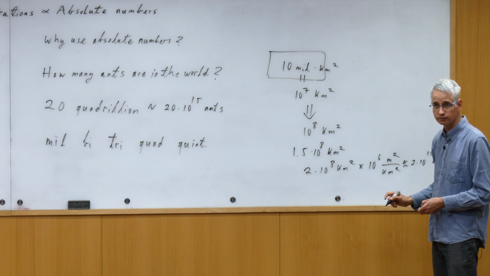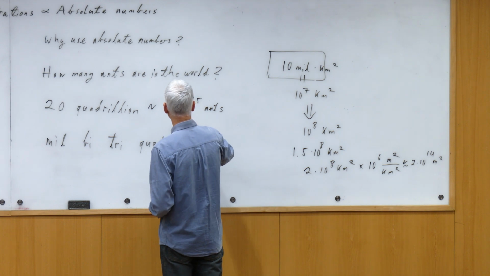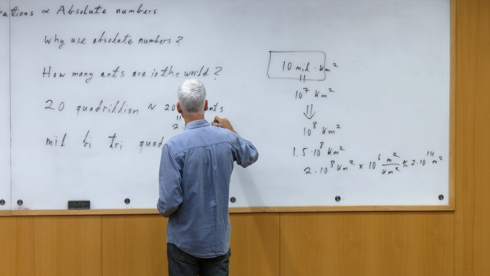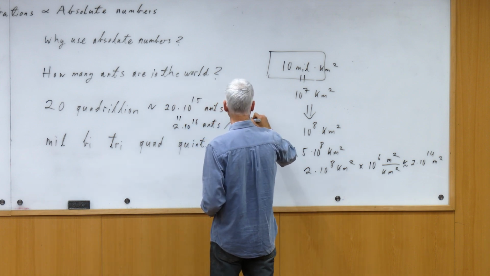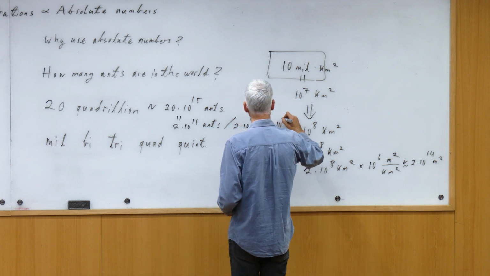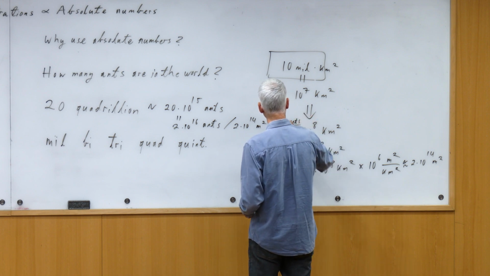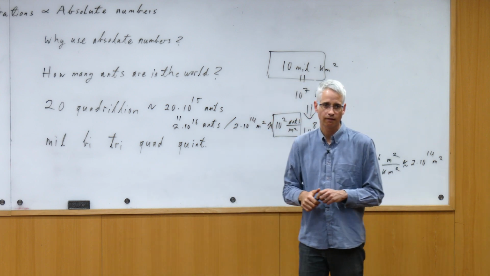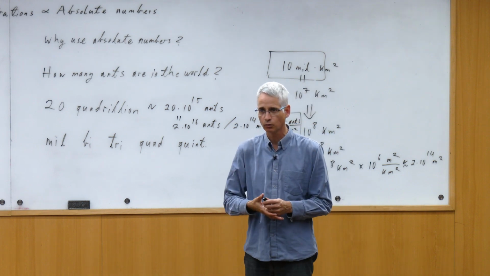That's the Earth. And now I have 2 times 10 to the 16 ants divided by 2 times 10 to the 14 meters squared. And I'm getting about 10 to the 2 ants per meter squared. Watch out. So 100 ants per meter squared. What do you think?